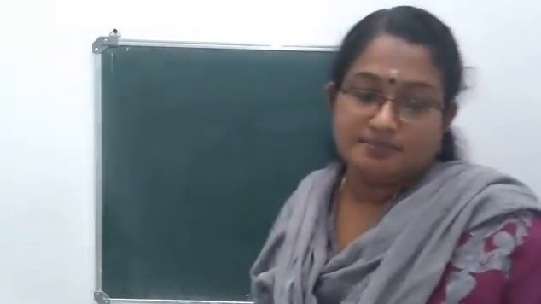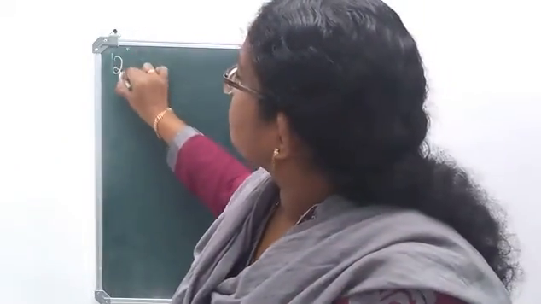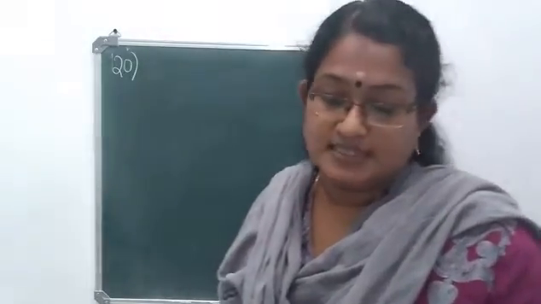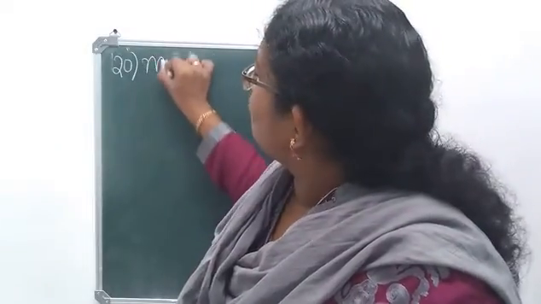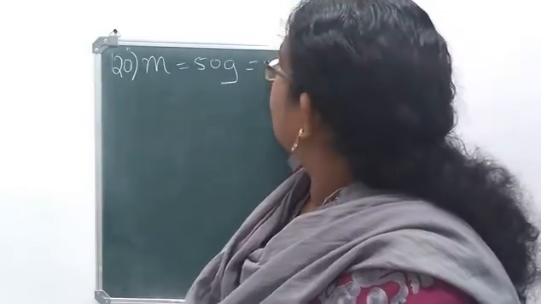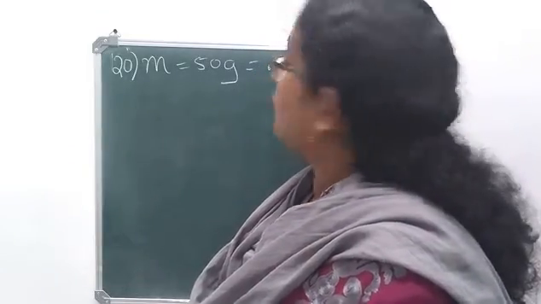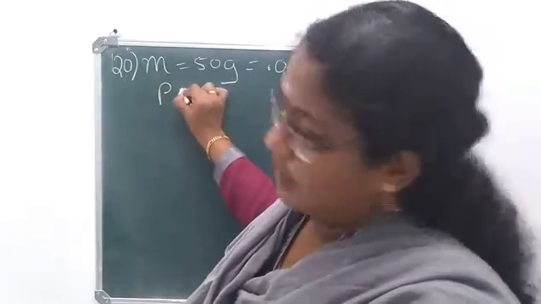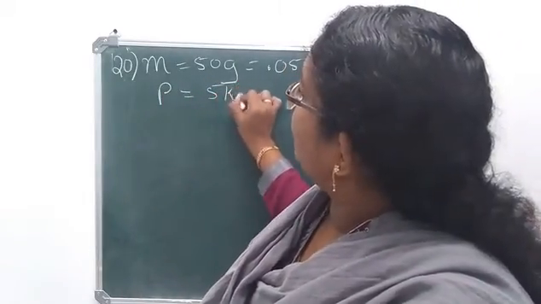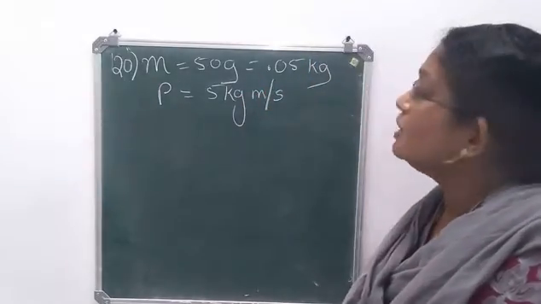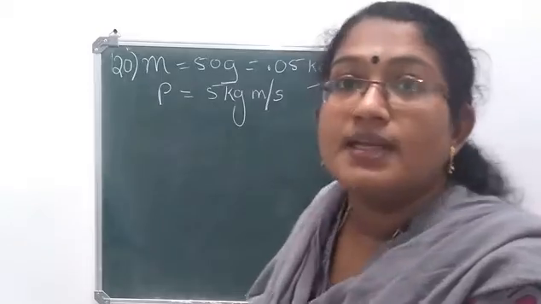Now question number 20. How much work is needed to be done on a ball of mass 50 gram? So mass is given as 50 gram. 50 gram means how many kilogram? 0.05 kilogram. To give it a momentum of 5 kilogram meter per second. So how much work is needed? That is what is asked.